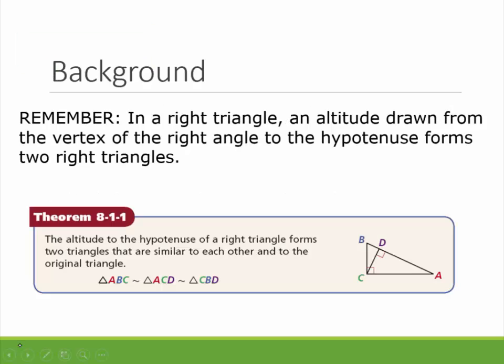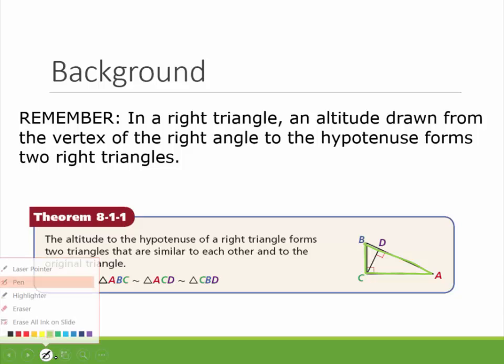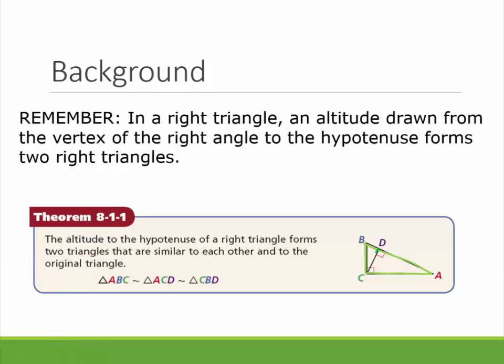So remember, in a right triangle, an altitude drawn from the vertex of the right angle to the hypotenuse forms two more right angles. So like we talked in class, you have the big triangle here. There's one of them. And if you draw the altitude right here, you end up making two more triangles, the small one and then the medium one. So you end up with three. And just like we proved in class, the three triangles are all similar to each other.